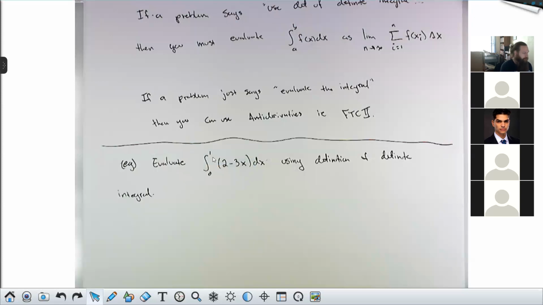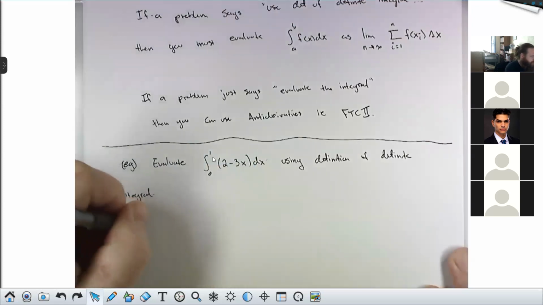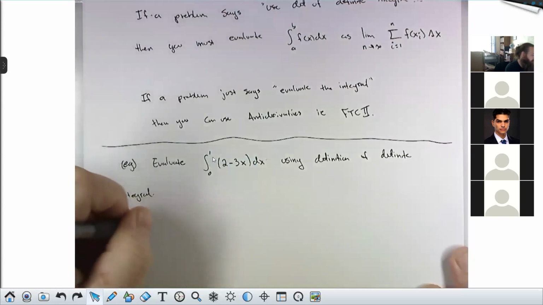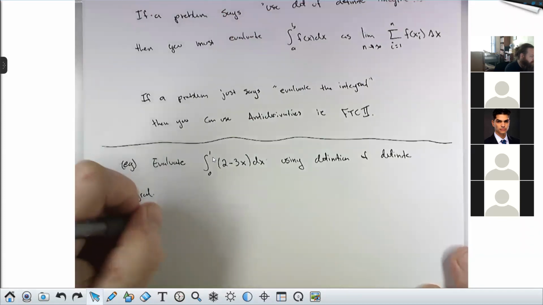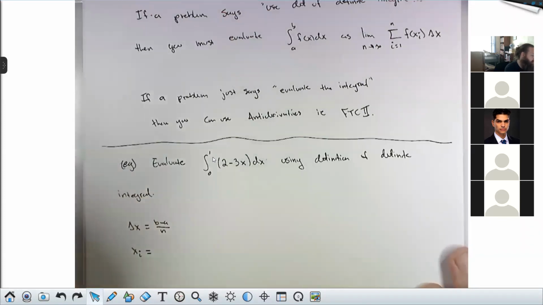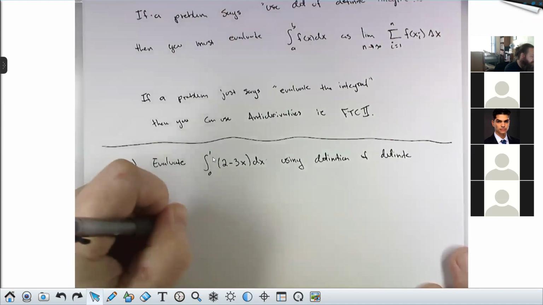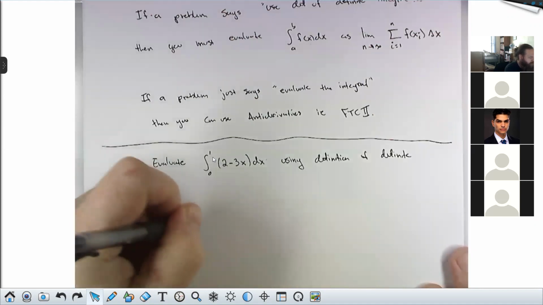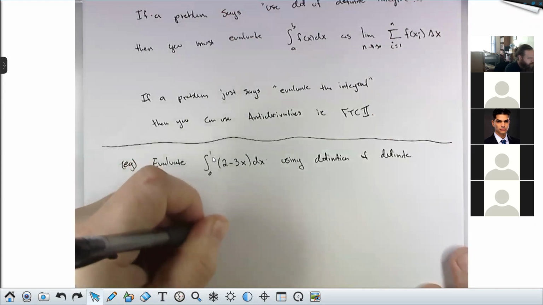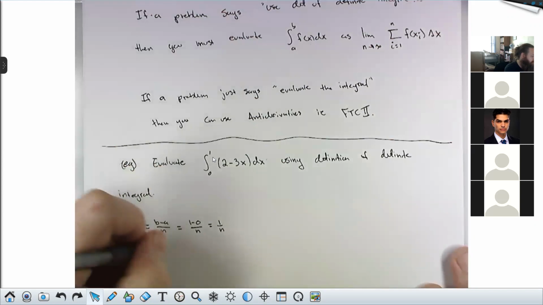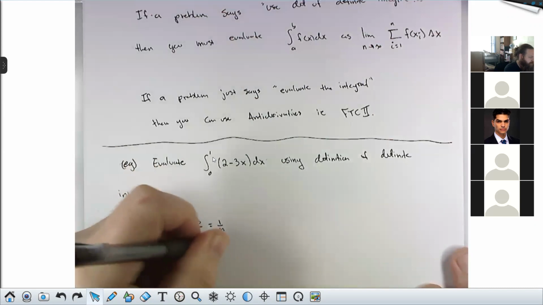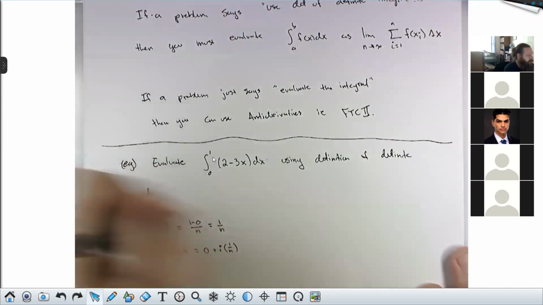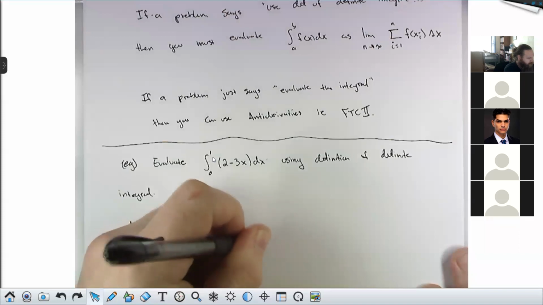So what's going on here? Remember, we need to start by calculating delta x and the xi's. You need delta x to calculate the xi's, so we do that first. That's always b minus a over n. And n here will be a variable. We're not plugging in a particular number for n. So this is 1 minus 0 over n, or just 1 over n, which makes our xi's, which are always a plus i delta x, 0 plus i times 1 over n, or just i times 1 over n.